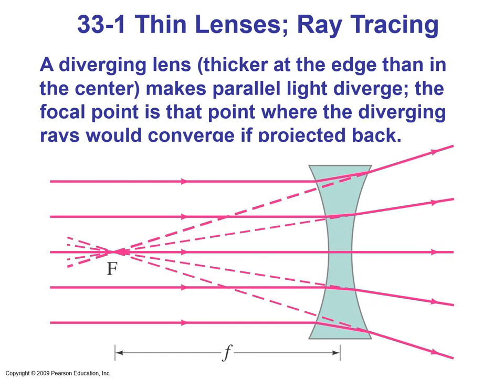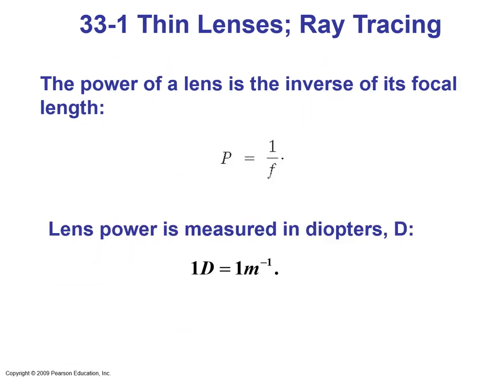A diverging lens is thicker at the edges but thinner at the center, and this lens makes parallel light diverge. The focal point is the point where the diverging rays would converge if projected back. Parallel rays reach the diverging lens and diverge, but if you backtrack the rays to the place they are diverging from, they all intersect at the focal point. The power of a lens is the inverse of its focal length. So the power of a lens is defined as 1 over focal length F. Lens power is measured in diopters, D. So 1 diopter is equal to 1 inverse meter.